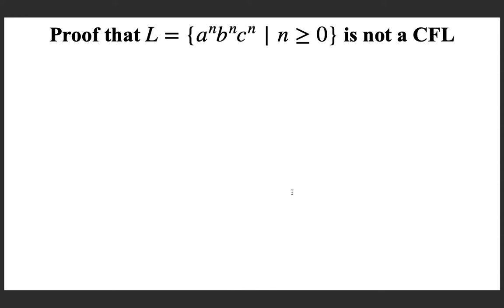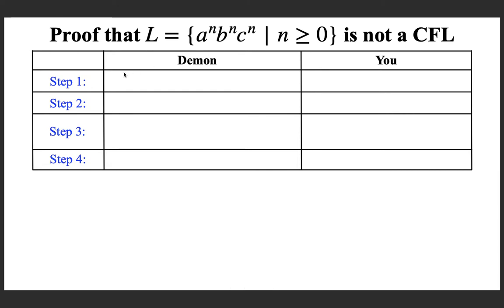Now we can try to apply the pumping lemma to prove that this language is non-context free. n number of A's followed by n number of B's followed by n number of C's is a non-context free language. We are going to prove it. So what is step 1?